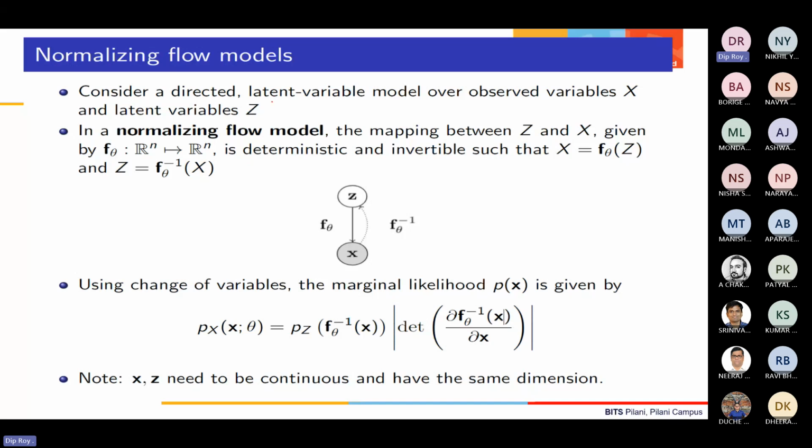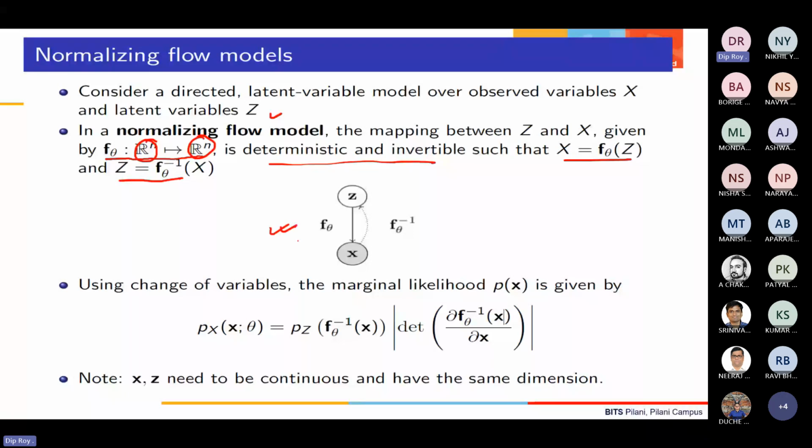So consider a directed latent variable model over observed variables X and latent variables Z. In normalizing flow models, the mapping between Z and X is given by this f_theta, which is nothing but a neural network, and theta are the parameters of the neural network. We talked about how X and Z have the same dimensions. They are deterministic and invertible, and this is the functional form. Since it is invertible, we can write it like this.